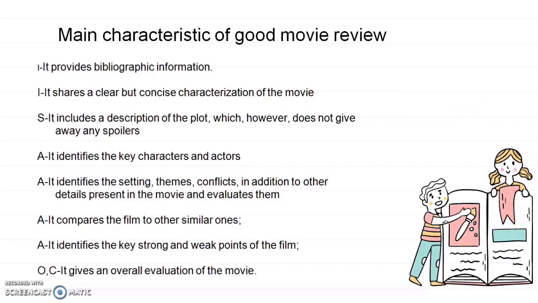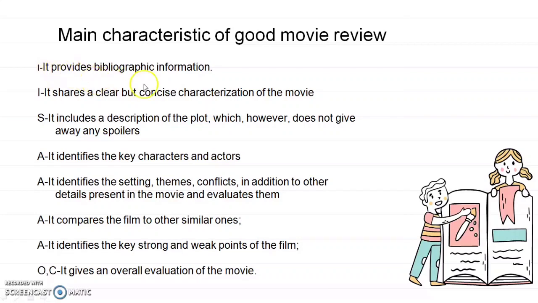Okay, what are the main characteristics of a good movie review? As you can see here, I have the I, S, E, A, O, and C. These later are the organization of your essay. How to organize it. Macam mana kamu nak susun. Okay, let's look at the first one, the main characteristics of a good movie review.